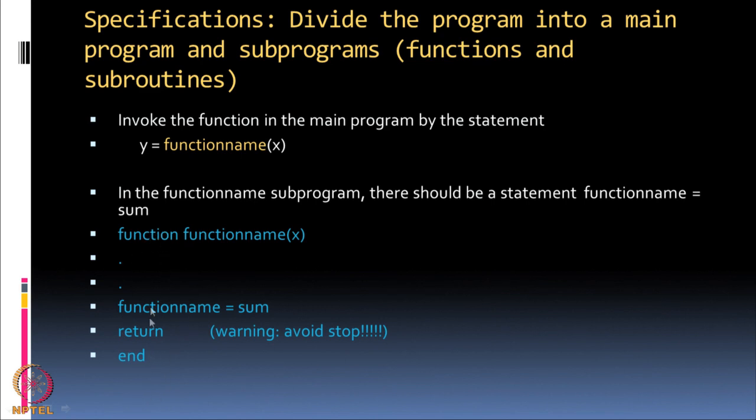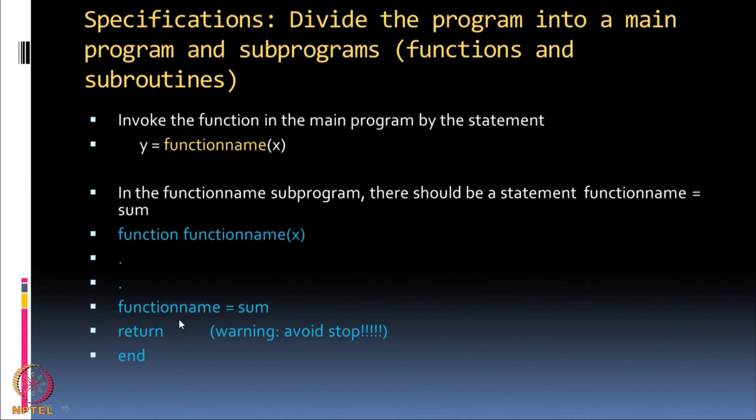So, what is the main difference between a function and a main program? In the main program, you will have stop and end. In the function, you have return and end. And in the function, function name is associated with a value. The function name is associated with a value. So, that is the nature of the function, and the function will always return to you one value.